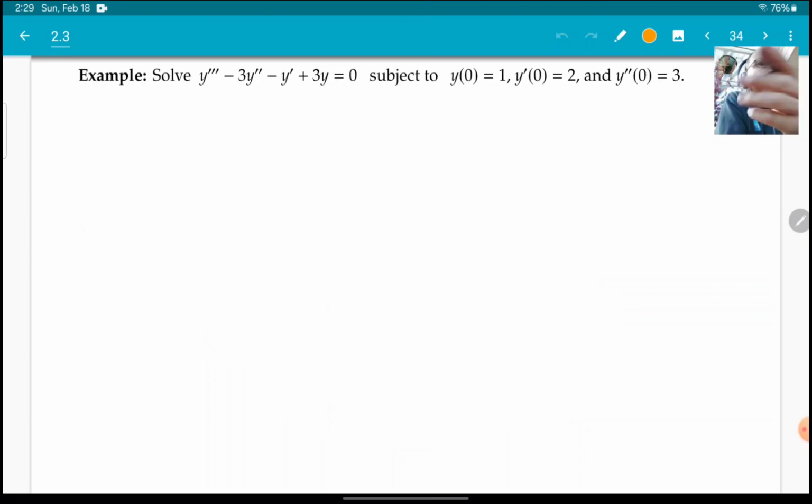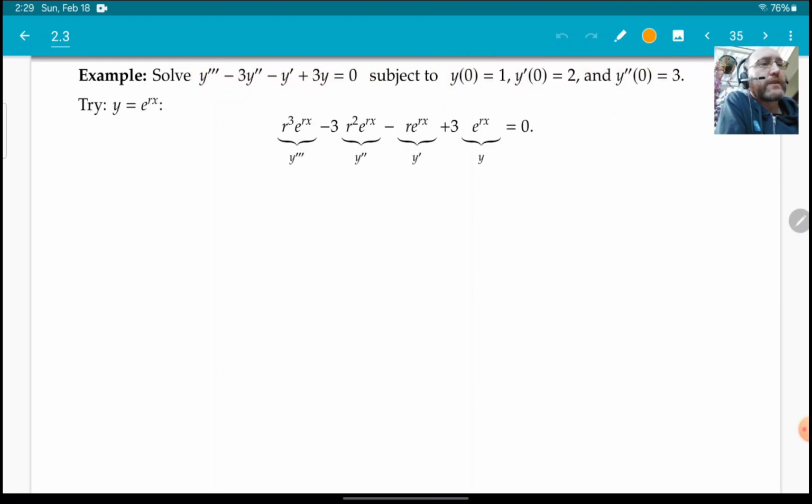All right. So let's see an example. Let's suppose that we look at this equation over here, and let's put in some initial conditions. So again, it's a third order equation, so we have 3 conditions. We have the value of the function, the first derivative, and the second derivative at some point. In this case, 0.